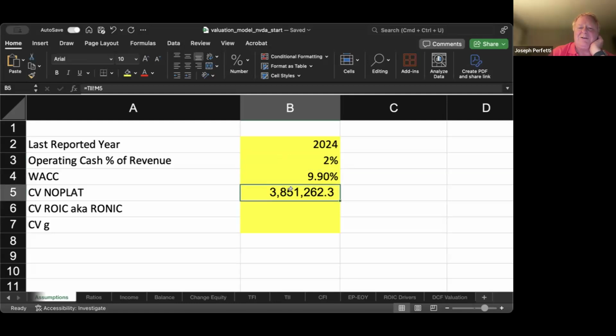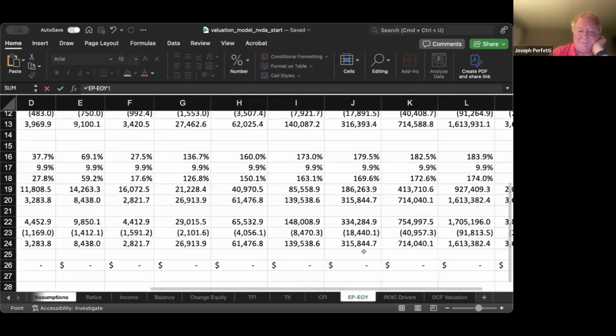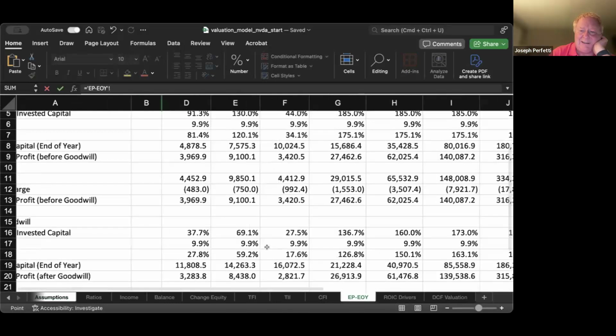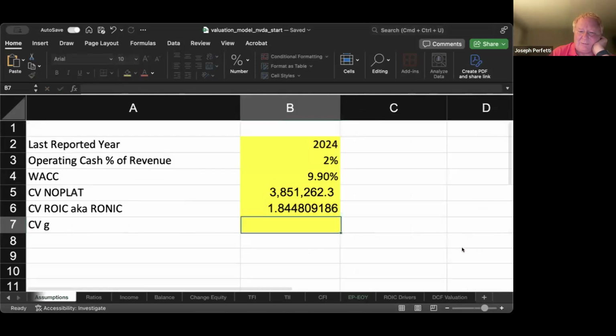For us, it's 2030. That is what I'm putting in, the 2030 NOPLAT for the continuing value as a starting point. What is my 2030 or long-term ROIC as a starting point? Equals economic profit, ROIC, row 16, 2030, M16, 184.5%.